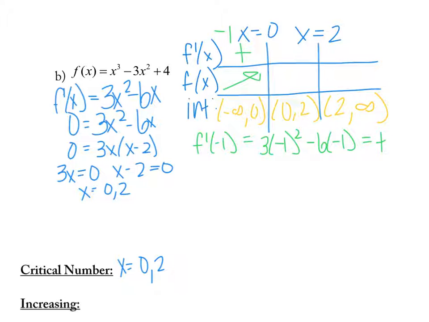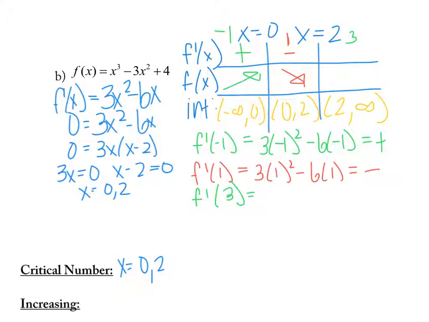Okay, now let's test a number between 0 and 2. So I'm going to test f prime of 1. So that gives me a negative number. So that means I am decreasing on the interval of 0 to 2. And then I need to test one more to the right of 2. So I'm going to test 3. So f prime of 3. And once again, all I care about is if it's positive or negative. And in this case, it's going to be a positive number.